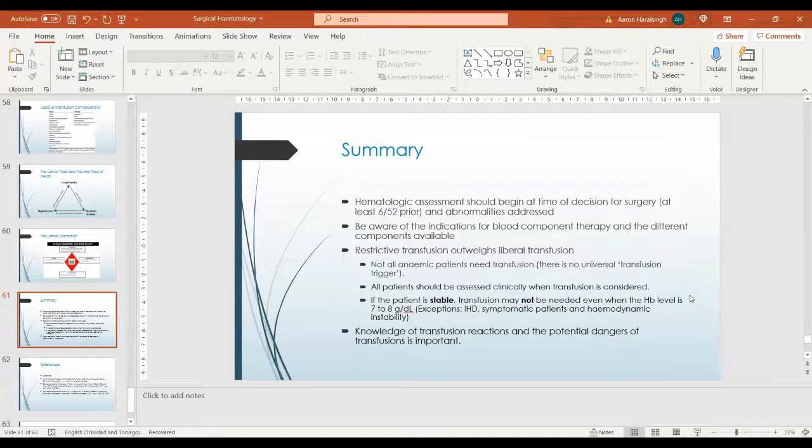So in summary, a hematologic assessment should begin at the time of decision for surgery, and whatever abnormalities pop up should be addressed. We should be aware of the indications for blood component therapy, the components available, as well as the complications of these blood components. Note that a restrictive transfusion strategy is preferable to a liberal transfusion strategy, and that we should know the dangers of blood transfusions. So that would be all for now.